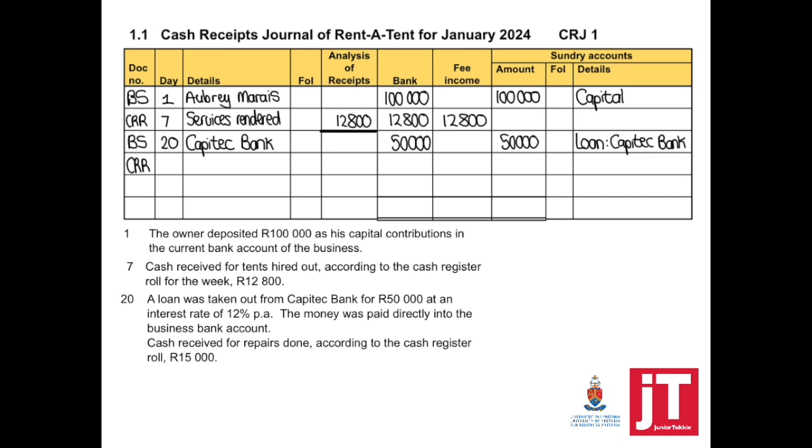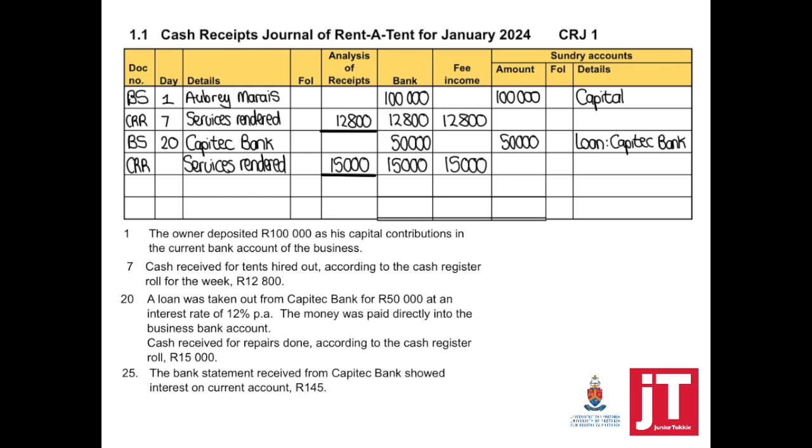On the same day, repairs was done. Cash register roll is my source document. I don't need to write the date again. Why did we receive the money? Because of services rendered. Now I have to take this to analysis of receipts. We've received 15,000. There's nothing else happening on that day. So we draw a line. How much did we deposit in our bank account? 15,000. For what reason? Fee income.